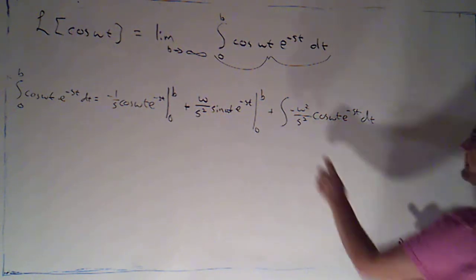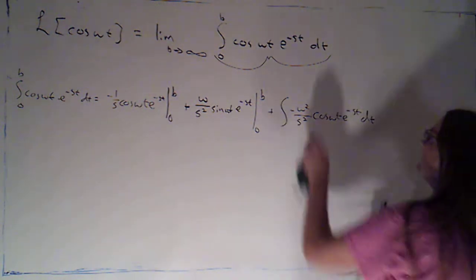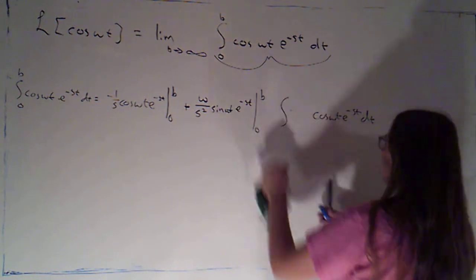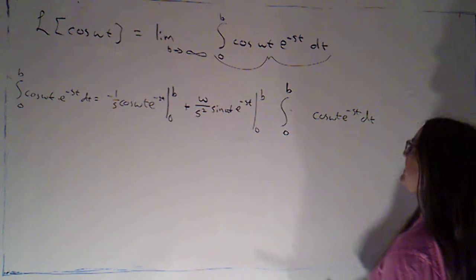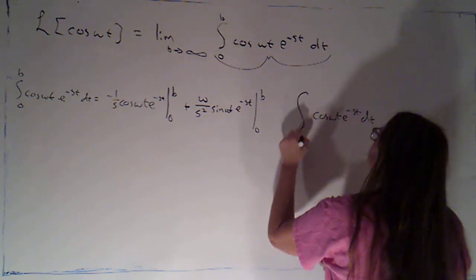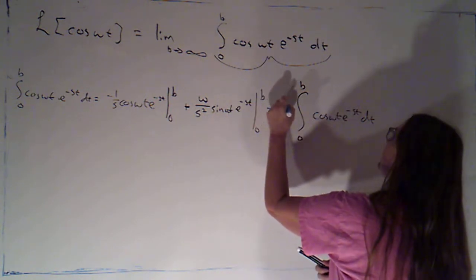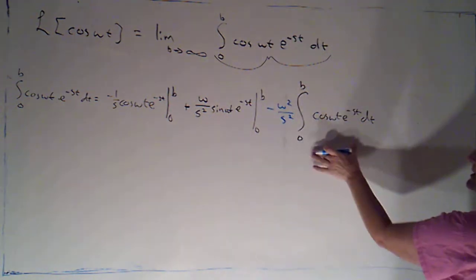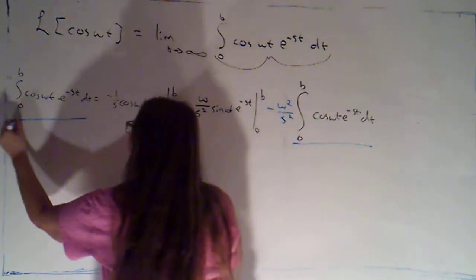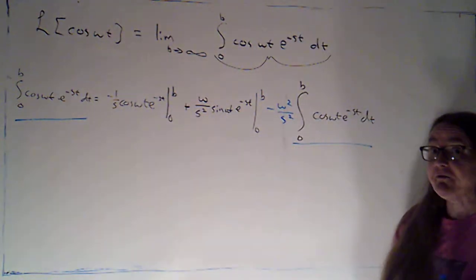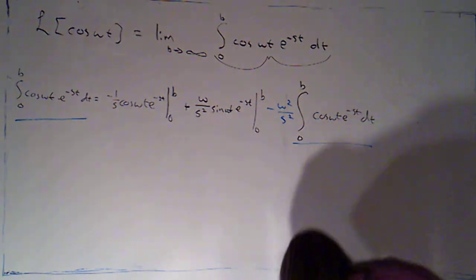Now, if you notice, this is just a constant. I could bump that outside. So if I do that, oh, and I'm sorry, I left off my limits of integration. This is still a definite integral from 0 to b. But what I'm doing is I'm just moving that constant outside. So it becomes minus omega squared over s squared times that integral. Now notice, this integral is exactly the same as this integral. And that's what I want to solve for, so that I can then take the limit of it, because that's going to be my Laplace transform.